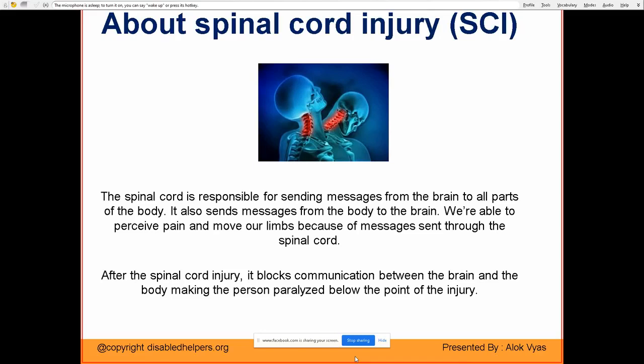As in the third point, it describes that spinal cord injury affects more men than women, and the reason behind it, specifically in most of the countries, is that it's the men who go out and work and who use these adventurous things like driving vehicles or doing many similar kinds of things.